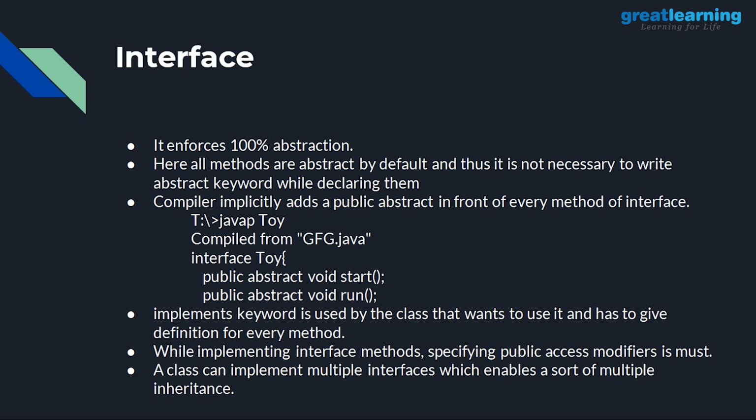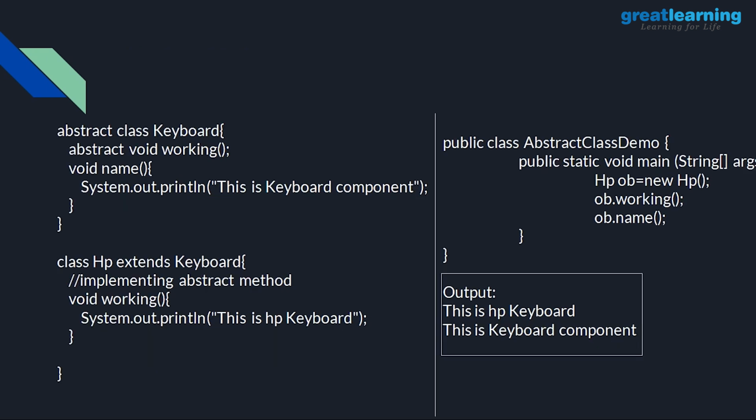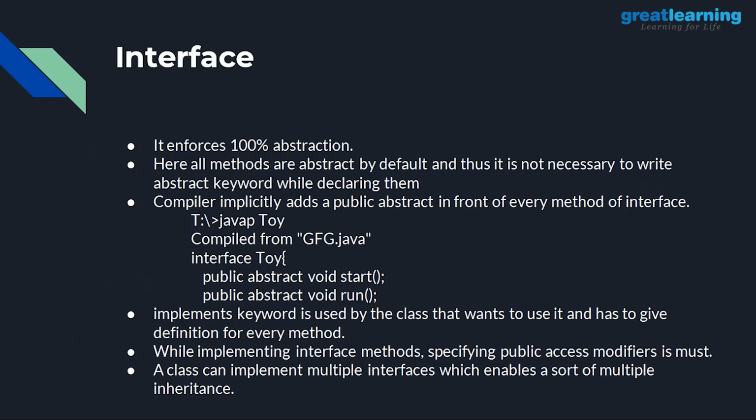So an interface enforces 100% abstraction. If you see in this class keyboard, there were some methods which were not abstract, but in the interface all the methods are abstract by default, and it is not necessary to write the abstract keyword while declaring them. What do we mean by this? When we are talking about an interface, we know that all the methods are abstract. There's no point in having some methods which are not abstract, so writing abstract in front of a method is not mandatory.